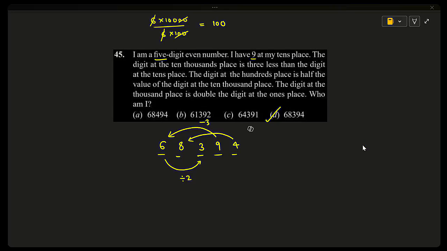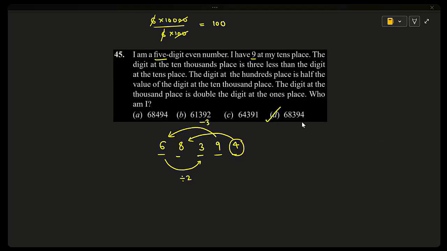Sir, 6 double it is 12, so we can write 12, yes? 12 you cannot write in the single digit place. No? 12 is a 2-digit number. That's why 6 you cannot take in the units place. Why? Because if you take 6 here, you should write 12 here. But 12 cannot be written in a single digit. That's why 6 you cannot take.